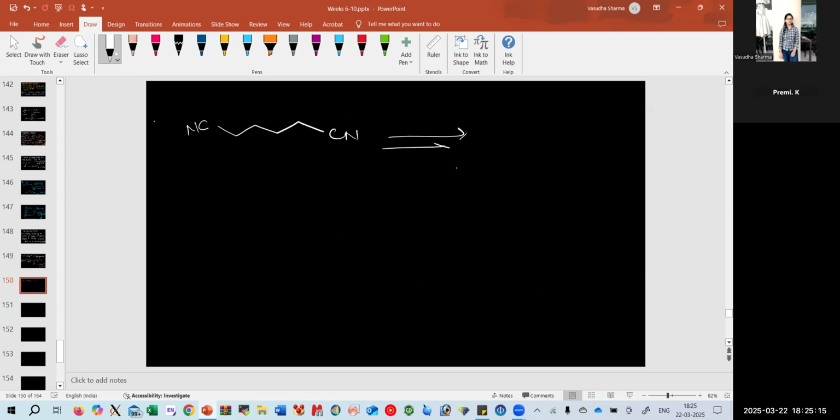So if we continue doing this, it actually forms nylon 6,6, which happens from the adiponitrile, from deuterium and HCN in the presence of this particular ligand. So what is the mechanism for this one?